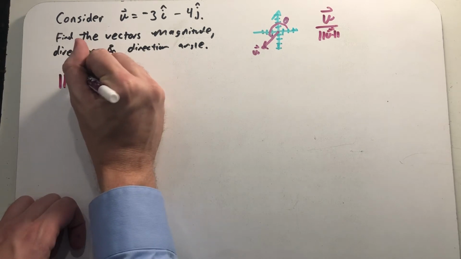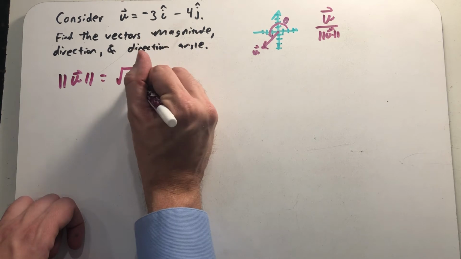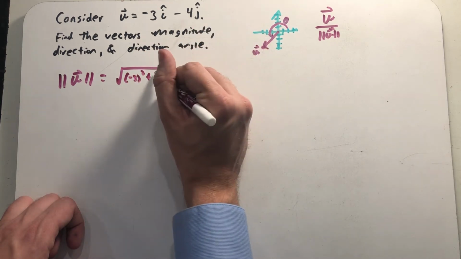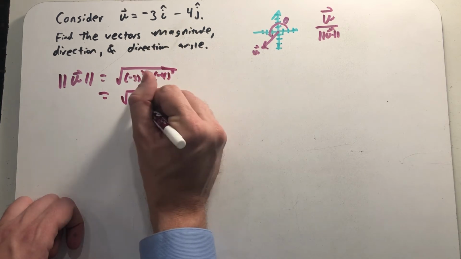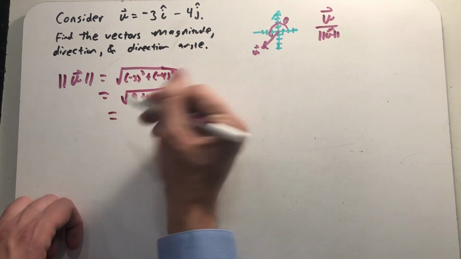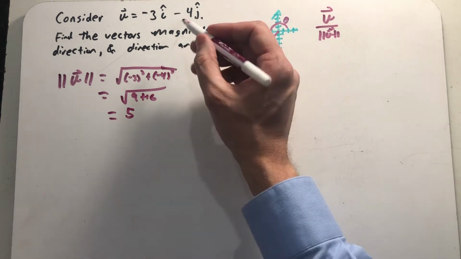The magnitude of a vector u is the square root of the i component squared plus the j component squared. So here I have the square root of 9 plus 16, which of course is just 5. So there's the magnitude. I've done the first part.